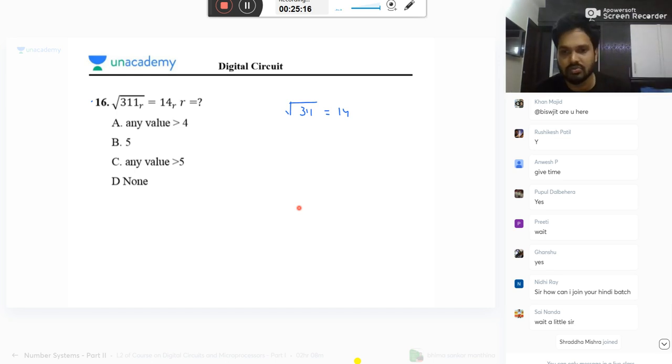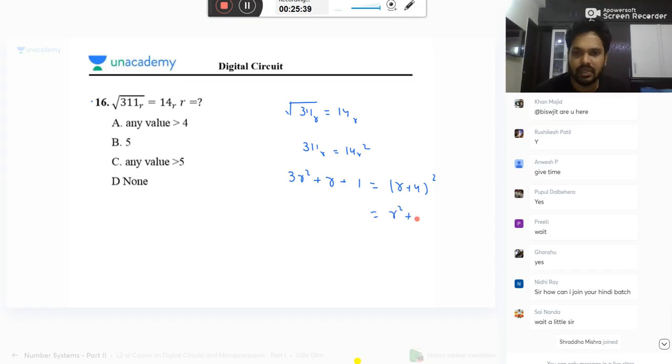Okay, so it's gone. I'm sorry. So let's see how to do it. I don't know r, so same rule. 311 is equal to 14 square. Square both sides. Now 3r square plus r plus 1 equal to (r plus 4) whole square. So it is a square plus b square plus 2ab equal to 3r square plus r plus 1. Take this to the other side: 2r square minus 7r minus 15 is equal to 0. Calculate r, you get 5.